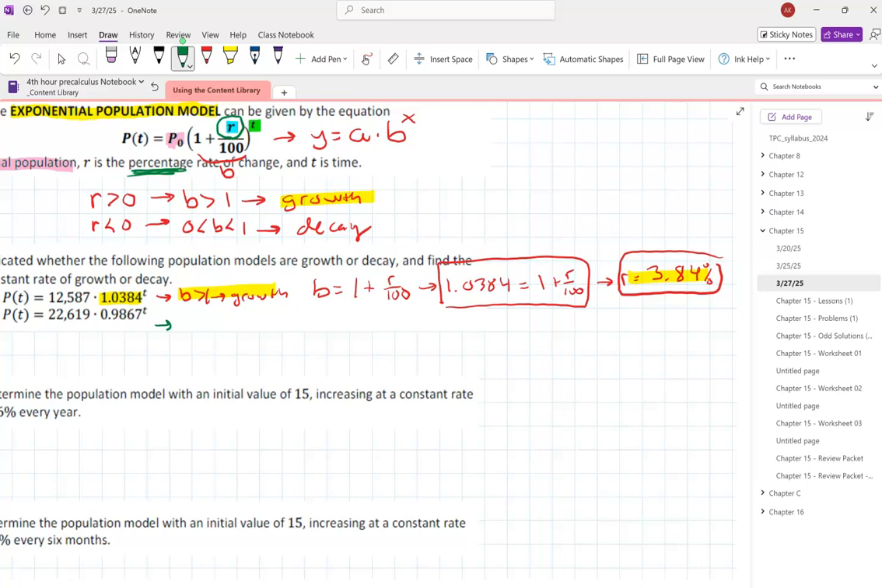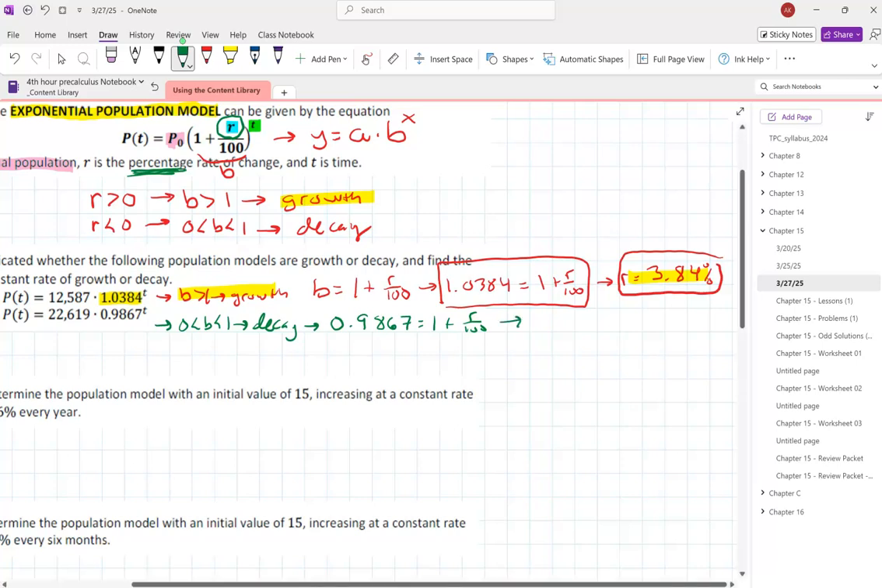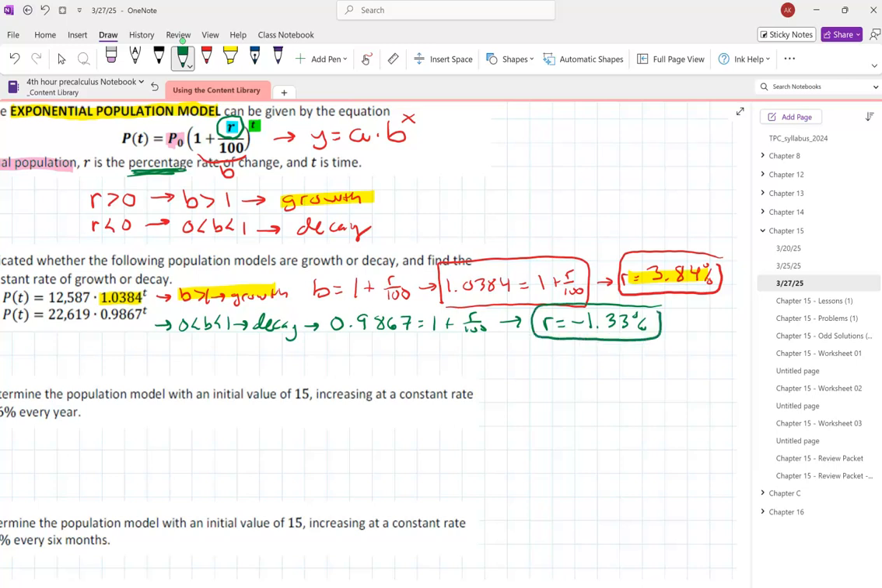So if I look at the next one, I see that the B is between 0 and 1. So that's decay. To solve for my R, I can just set B equal to 1 plus R over 100 and solve for R again. Subtract 1 and multiply by 100. So there I get negative 1.33%.